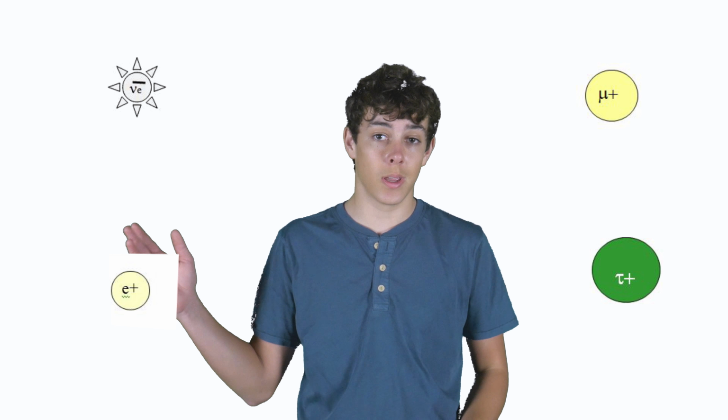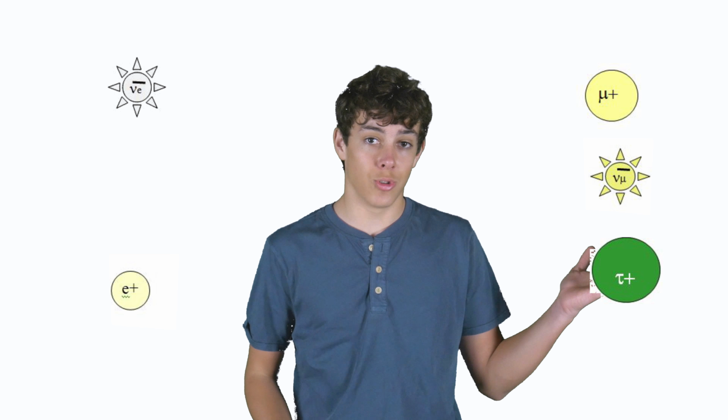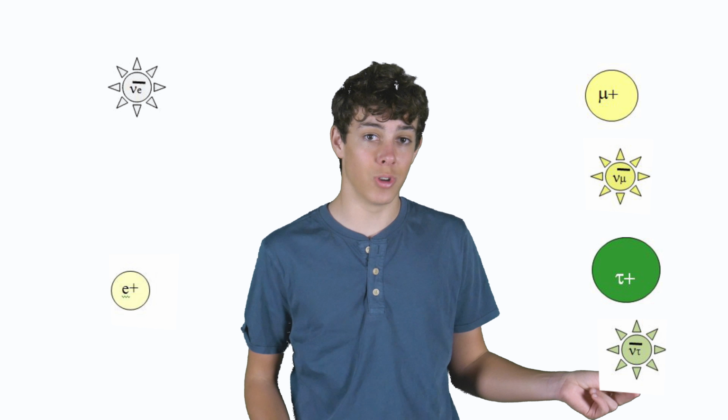The types of antiparticles for leptons are the positron, antimuon, and anti-tau. The antineutrinos are the electron antineutrino, muon antineutrino, and tau antineutrino.